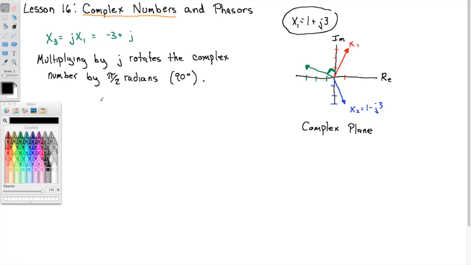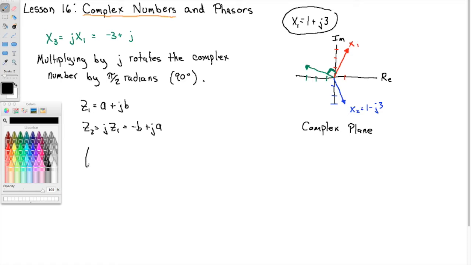Let's see why that is. Actually, we can prove it. Okay, so I'm going to use z. Z is common for complex numbers. So in general, if z is a complex number, it can be written as a plus j times b. So some real part a and some imaginary part b. And if I have another complex number, z2, which is z1 times j, then this is minus b plus j times a.